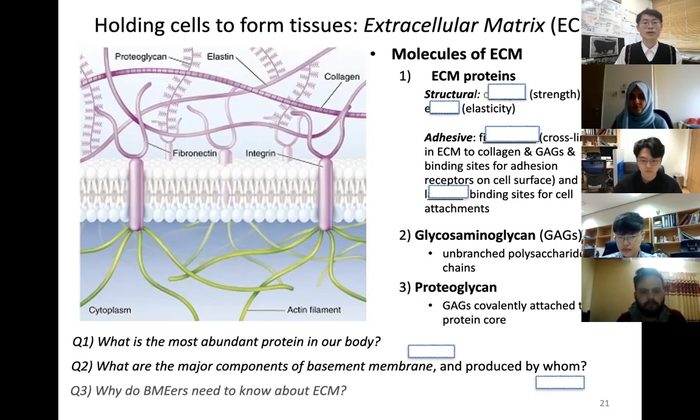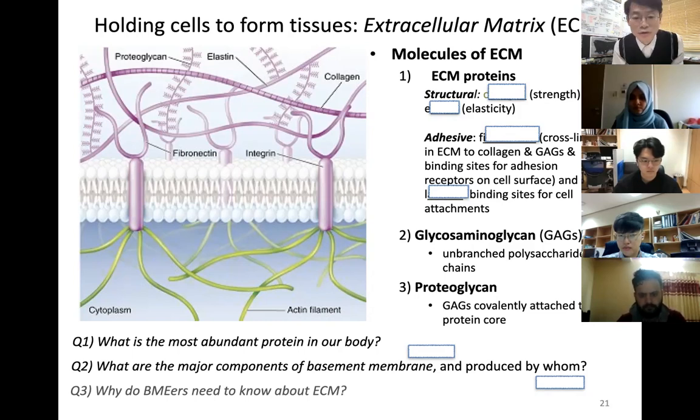So what's the most abundant protein in our body? I think you probably already know now, a quarter or more of our whole protein is composed of collagen. So here, sorry, it's a collagen molecule.